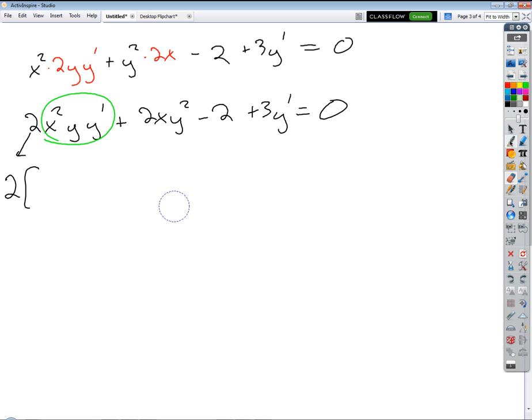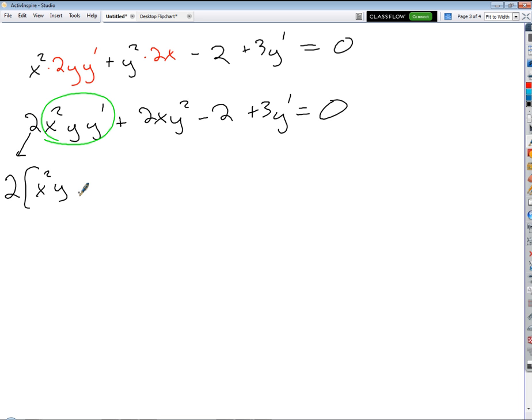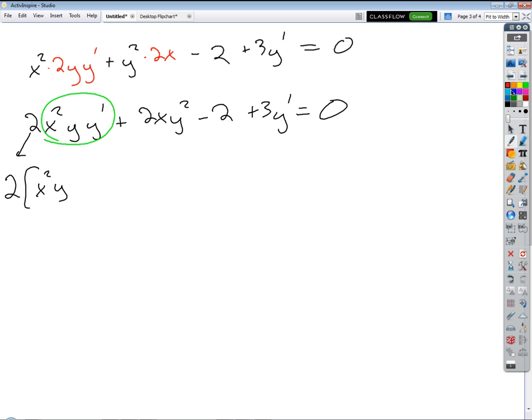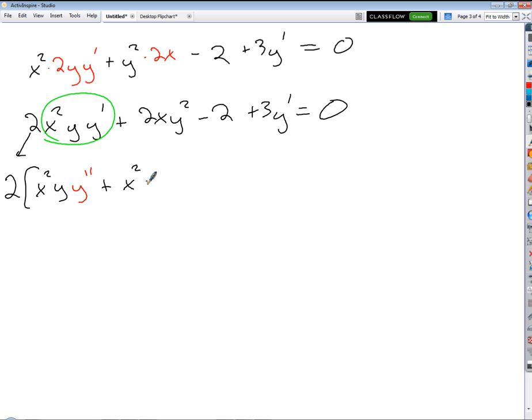Okay. Using our extended product rule, what are we going to get? So x squared times y times y double prime is the first part, right? Okay, plus next term, x squared times y prime times y prime, which is the same thing as y prime squared. Is everybody okay with that? No, I'm sorry, I don't follow. Okay, let's see that again. y prime times y prime is y prime squared.